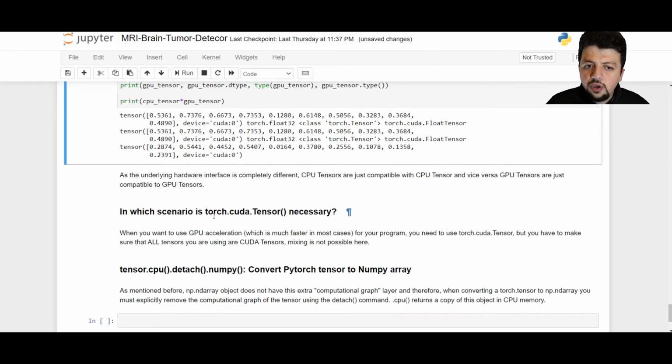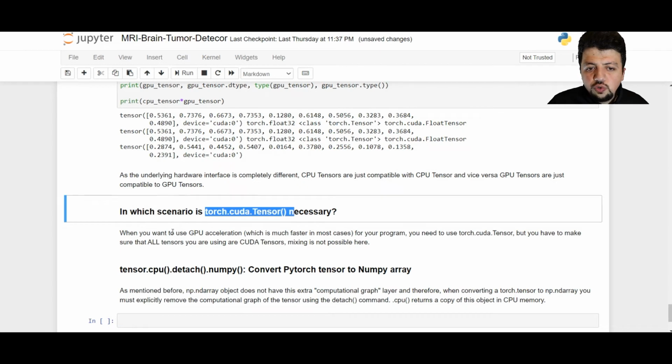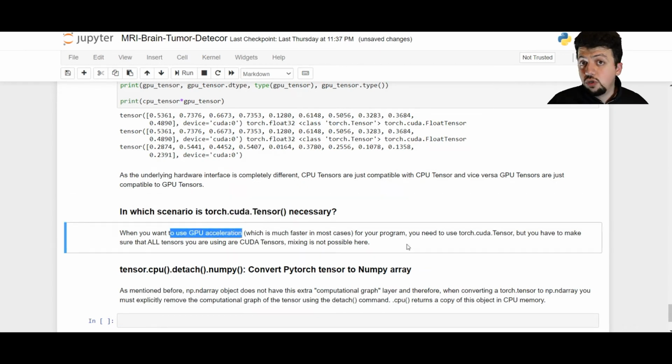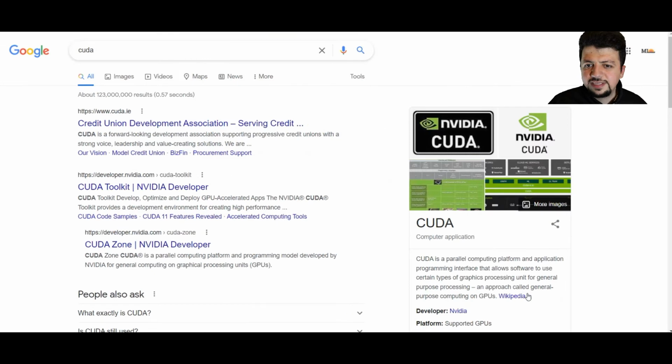So in which scenario are we going to use torch.cuda tensors? When you want to use GPU acceleration, that is when you use this type of tensor, CUDA tensors, okay? And if you are curious as to what CUDA is, here's a very nice, simple explanation. CUDA is a parallel computing platform and application programming interface that allows software to use certain types of graphics processing unit for general purpose processing. So in other words, you can use your graphical processing unit, which is usually used for games, to train your deep neural networks. It's using CUDA. Okay, that's good.